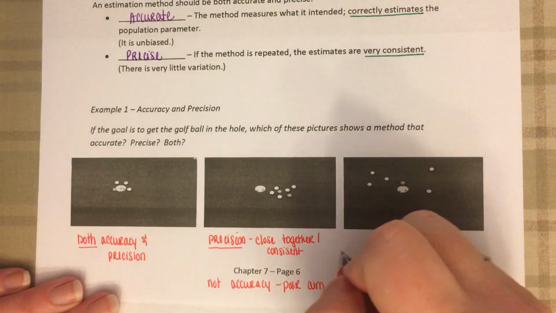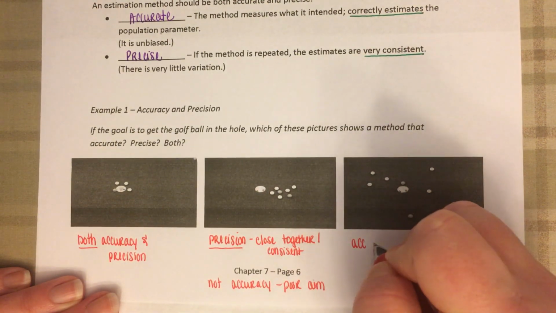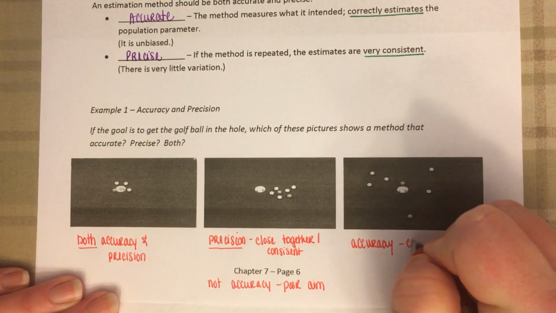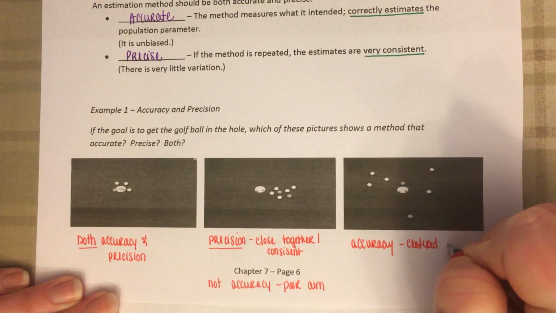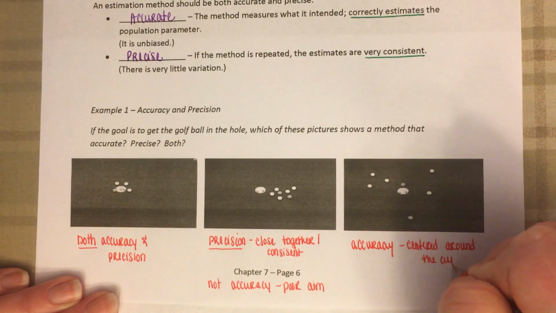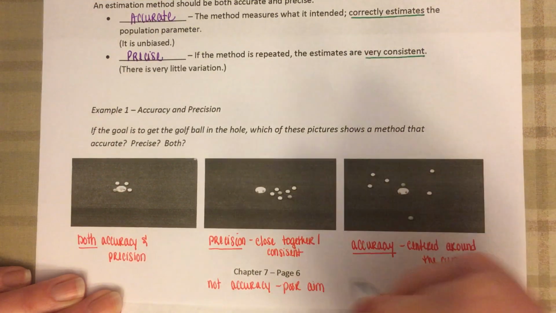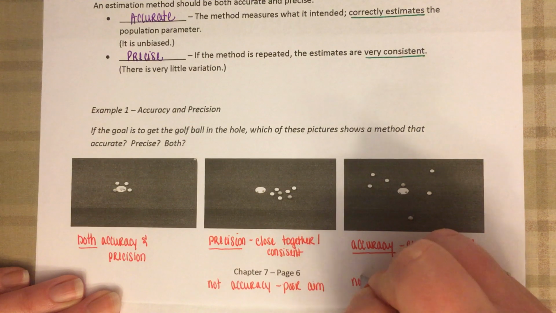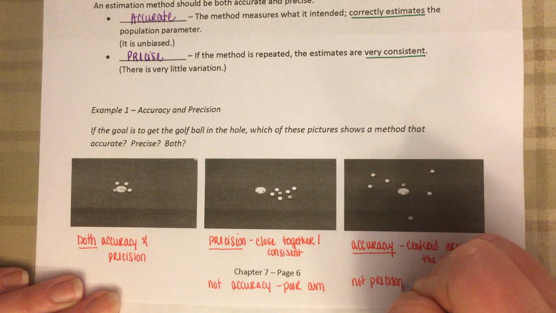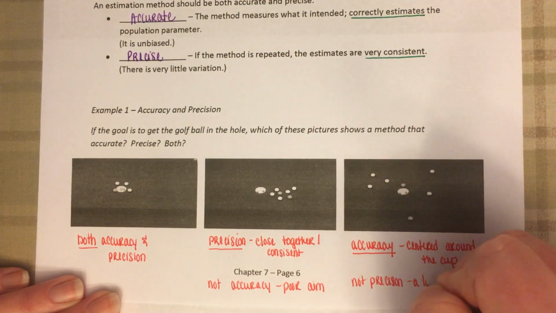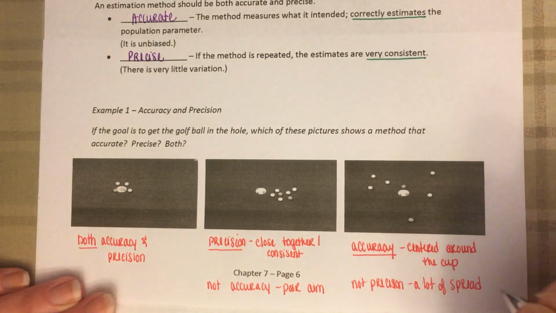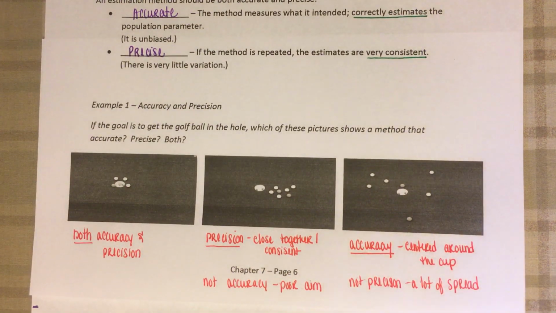This last one, we're going to say does show accuracy, because here they are centered around the cup. But we're going to say that we do not have precision because we see a lot of spread. These are not consistent. These golf balls are very spread out.